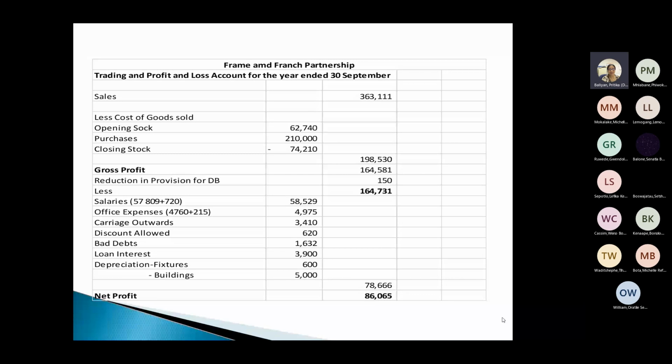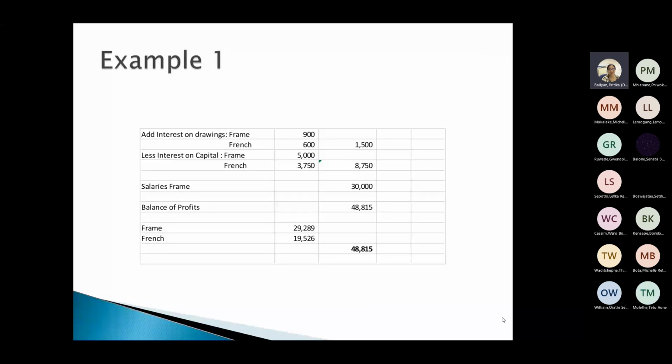Then we add the interest on drawings, which is how much interest has been paid by the partners, because that interest is income for the business when the partners pay interest on their withdrawn amount. Frame paid 900, French paid 600. So the total interest on drawings received is 1,500.